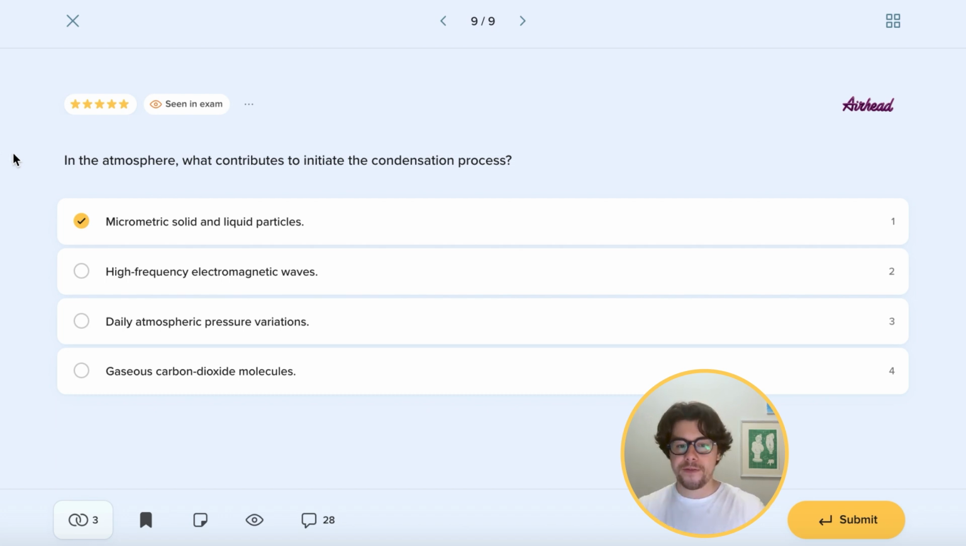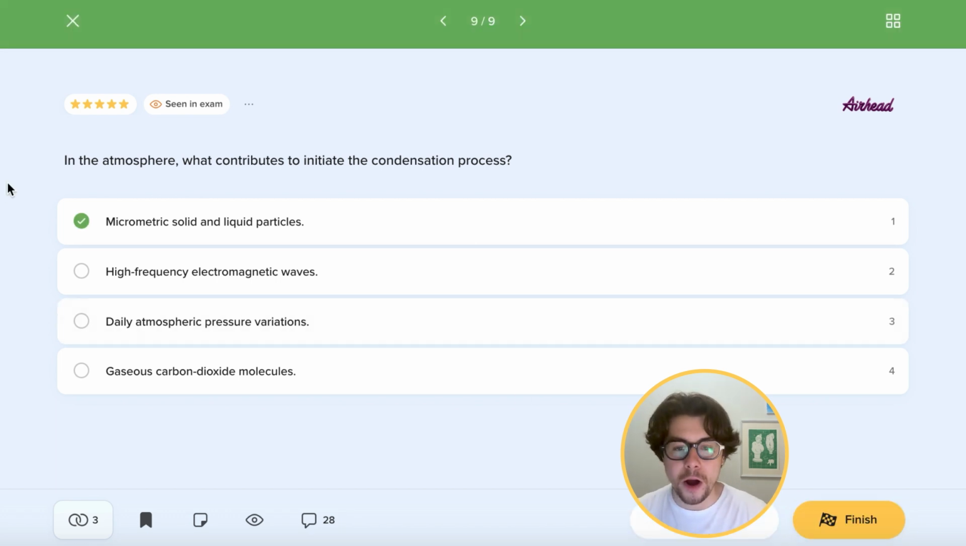But this will be everything for today. All the questions that we just saw have been seen in the recent exam. I hope this was helpful.